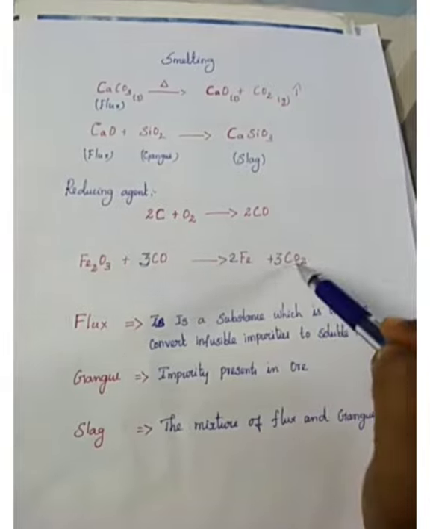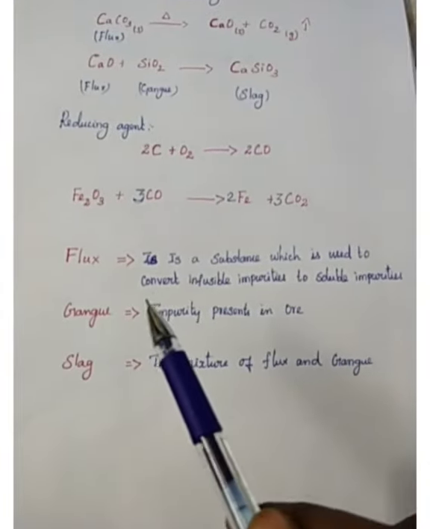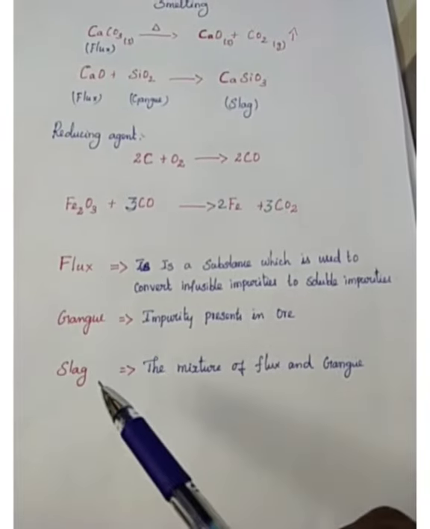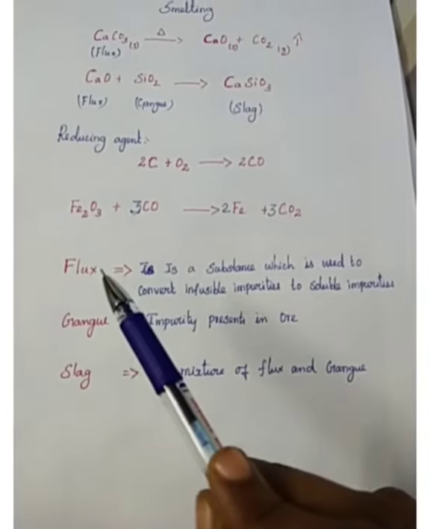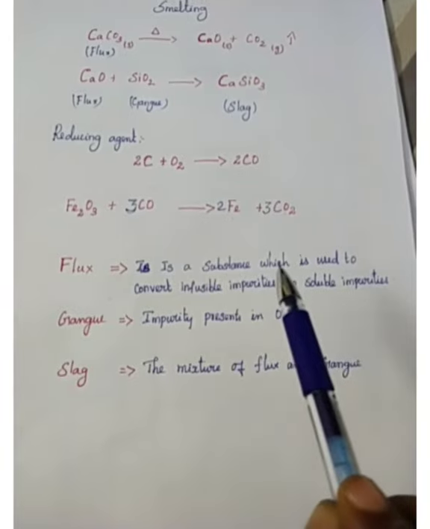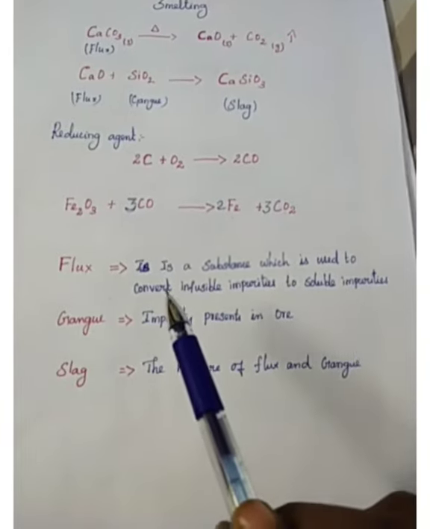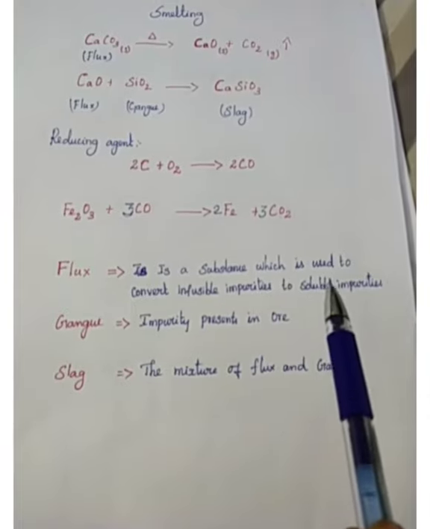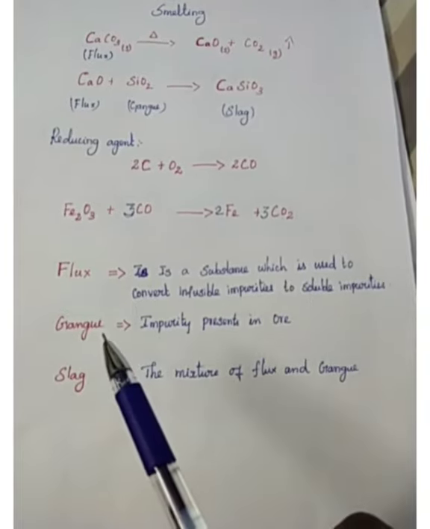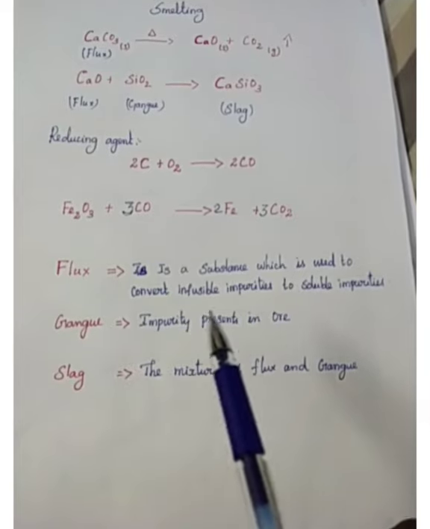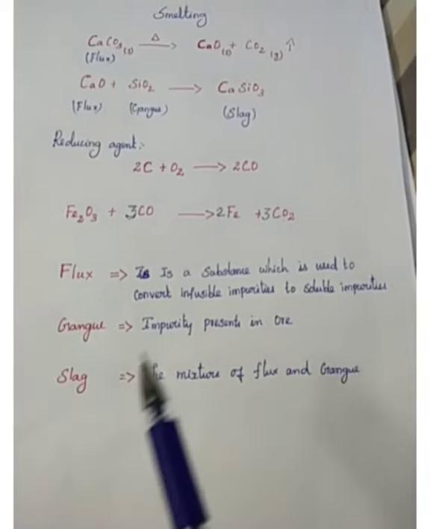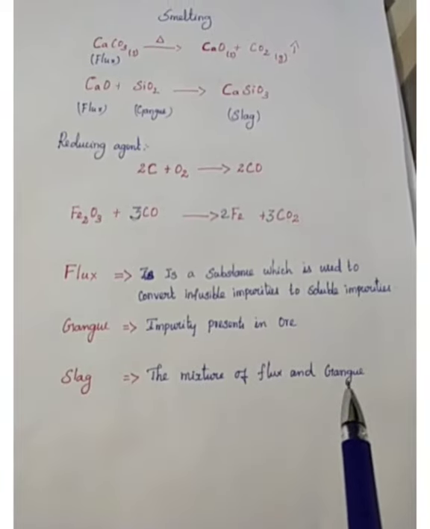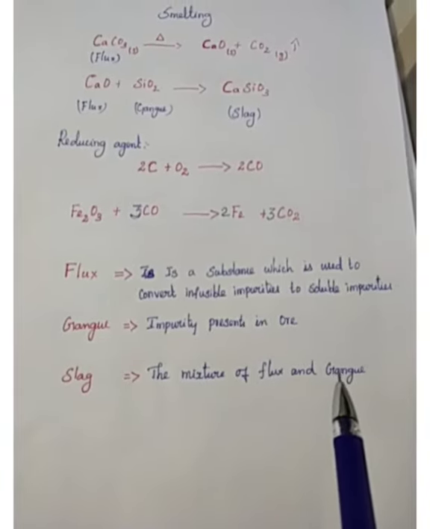Now we will see the definitions of flux, gangue and slag. Flux is a substance which is used to convert infusible impurities to fusible impurities. Gangue is an impurity present in the ore. Slag is the mixture of flux and the gangue.